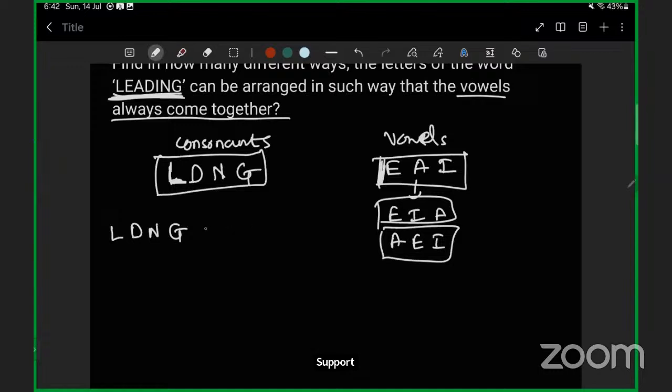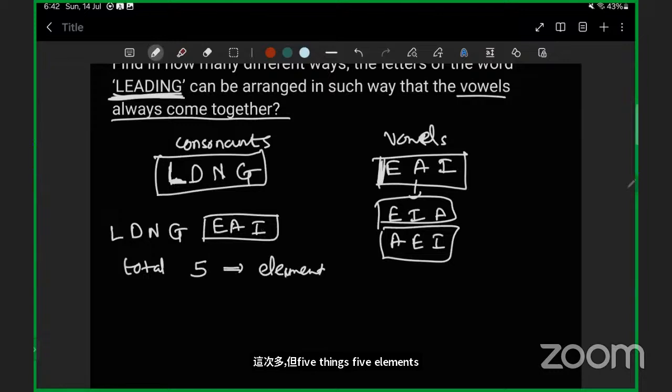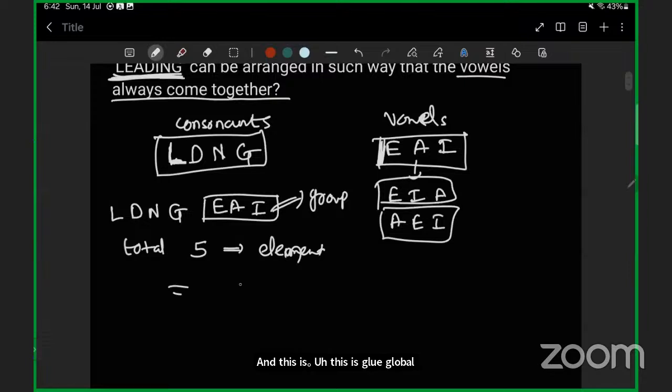In G, I have one group. Okay, one group EAI, this is also one group. So I have a total of 5 elements now, and this is a group or club. To do this, we have 5 factorial ways to arrange this 1, 2, 3, 4, and this whole thing, and multiply it.